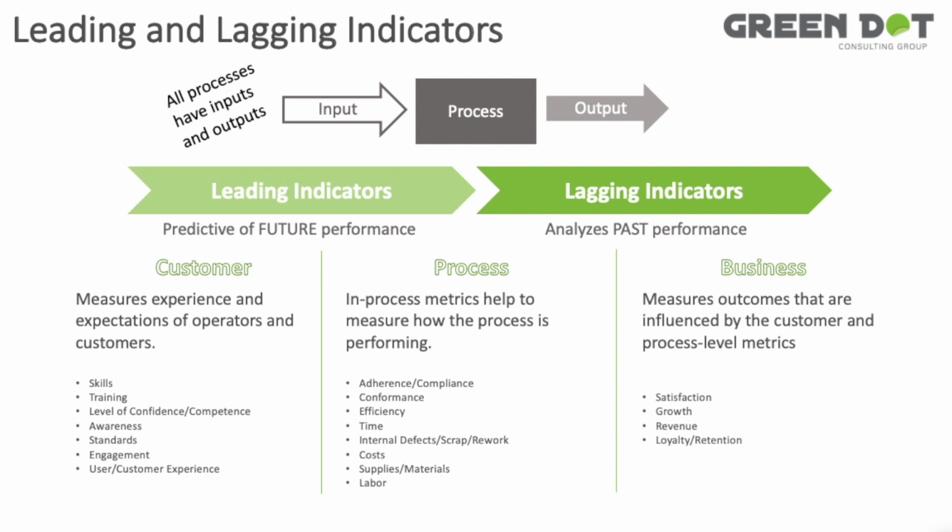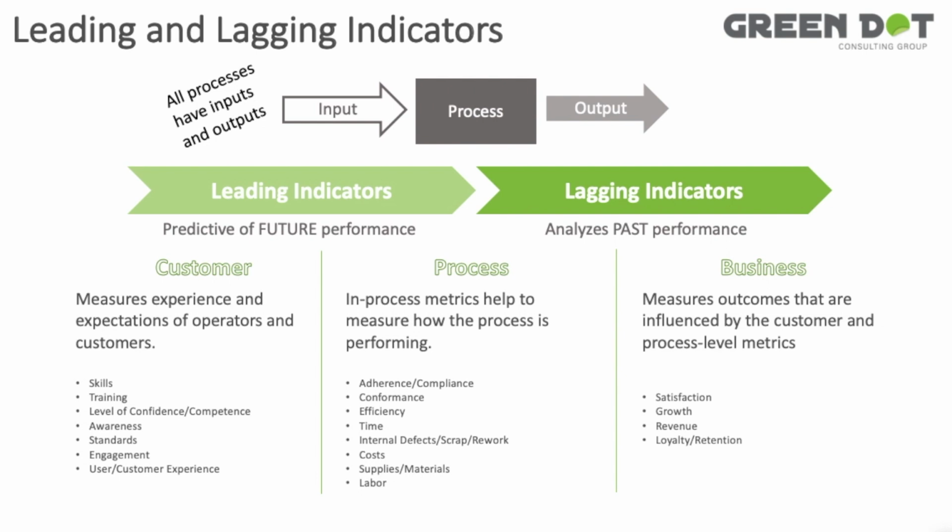Moving to the process level metrics, these are in-process metrics that help you measure how the process is performing. Some things that you focus on here is adherence and compliance to the standards, conformance with your customers' expectations, the efficiency and effectiveness of the process, time required to complete that process, the internal defects, scraps, or rework that's occurring, costs, supplies, materials, and labors are all things that you can measure that help you understand how the process is currently performing.